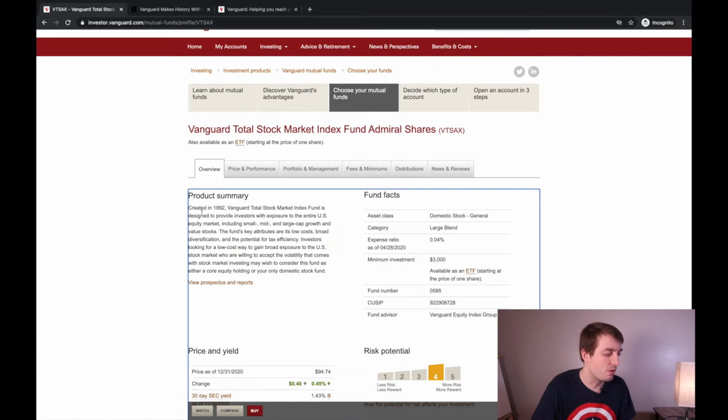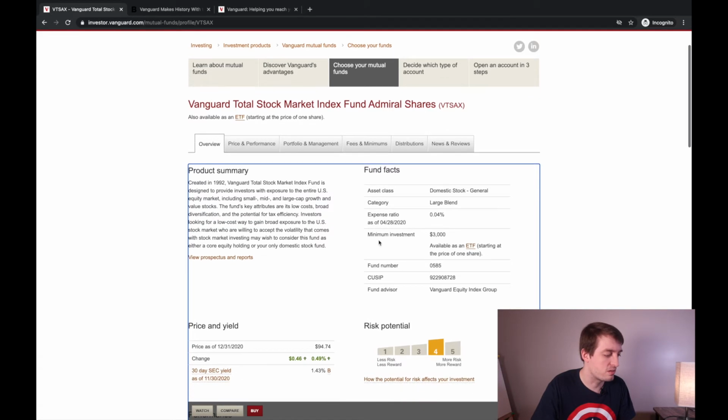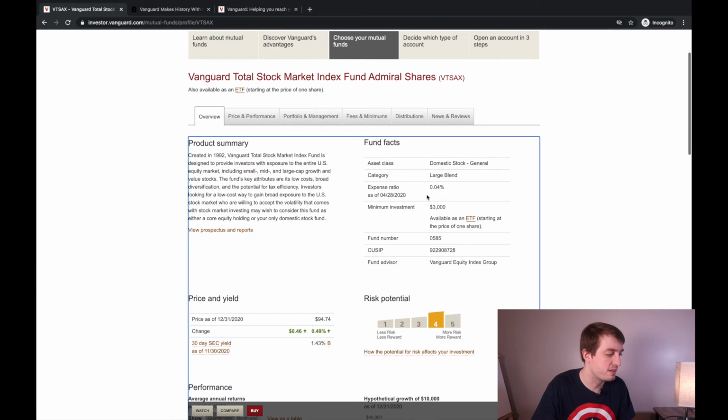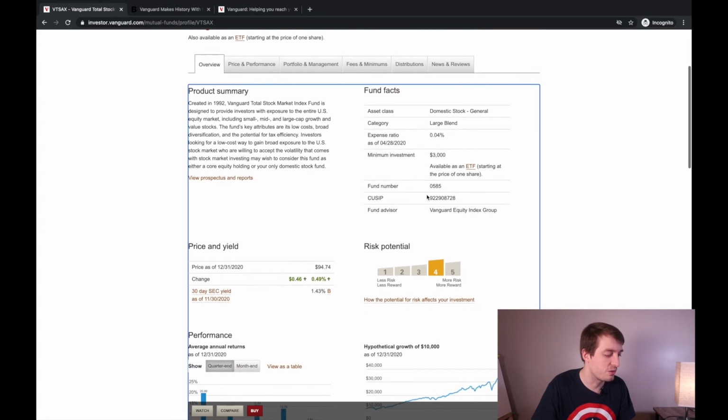But all of these will look the same though. They have a summary here, and then they have, like I said, what you're investing in: domestic, which is more US based, less international companies.